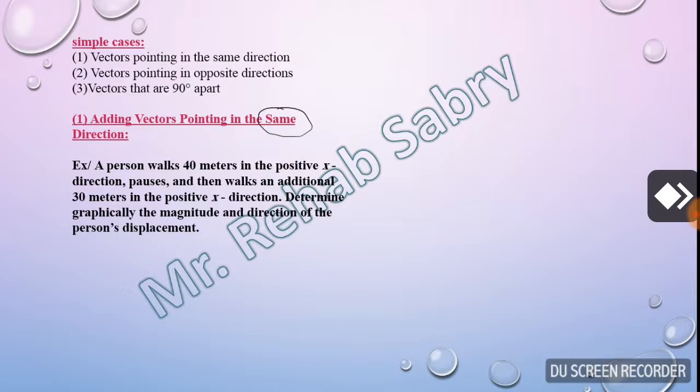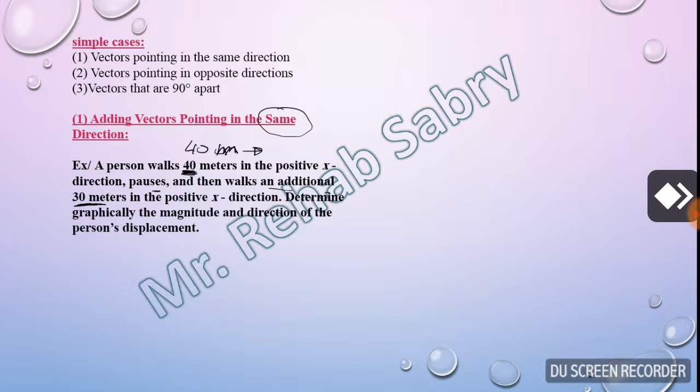Let's read the problem. A person walks 40 centimeters, so this is vector 1, 40 centimeters in the positive x direction. Pauses and then walks an additional 30, not centimeters, I'm so sorry, meters, not centimeters, 30 meters in the positive x direction. Determine graphically the magnitude and the direction of the person's displacement.